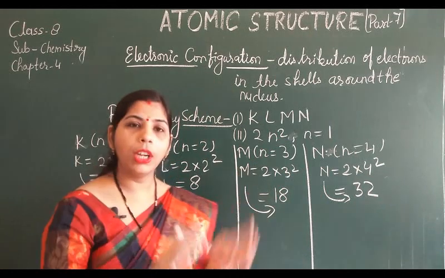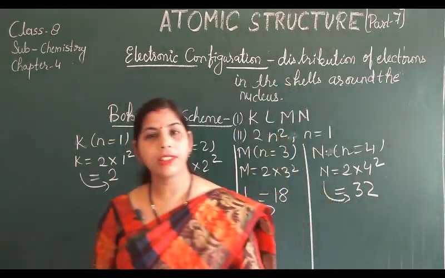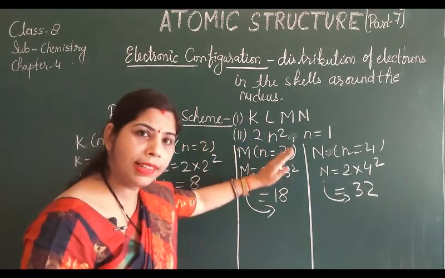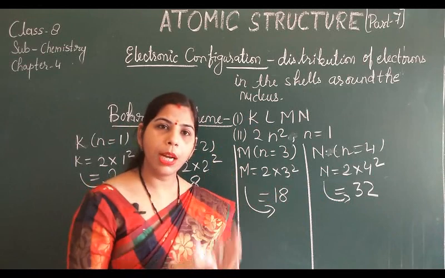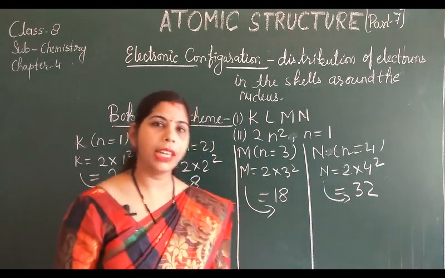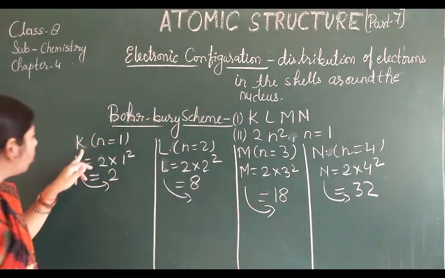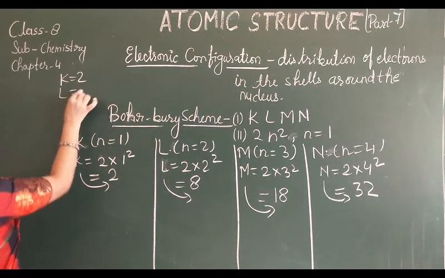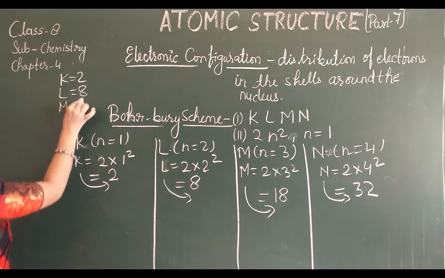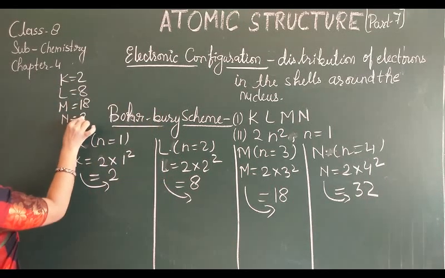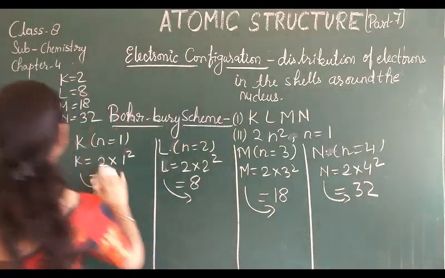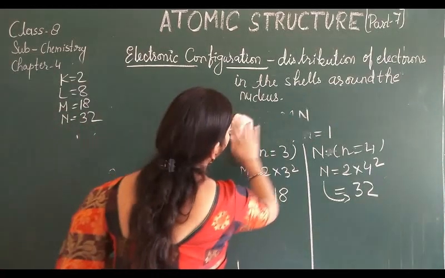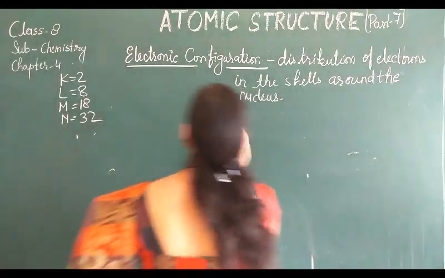Now when the filling of electrons starts, it starts from the innermost shell, and then when the innermost shell is filled, it moves ahead. So as I told you, K can accommodate only 2 electrons, L can accommodate 8, M 18 and N 32. So when one shell is completely filled, then the electrons are going to move towards another shell.